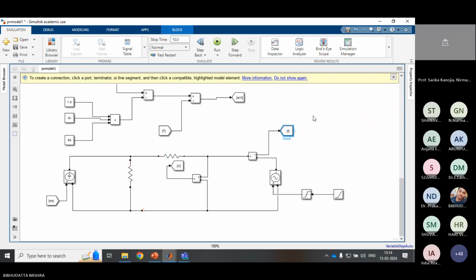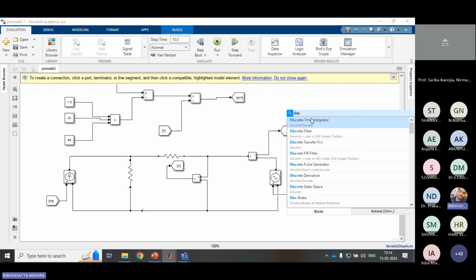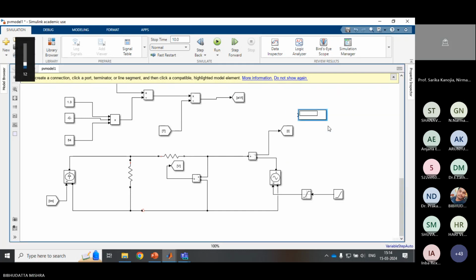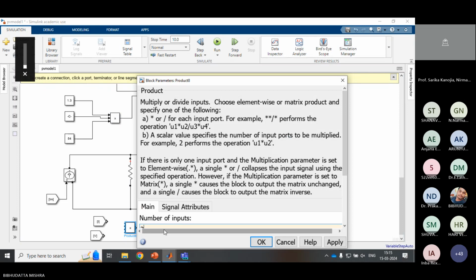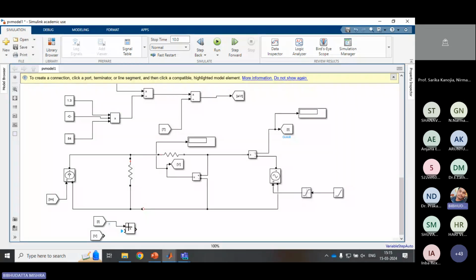And for seeing the output current as well as voltage, display blocks we can use. This is for I and this one for output voltage V. Finally, for plotting purpose, we take I and V. We are making one product to get the power calculation.